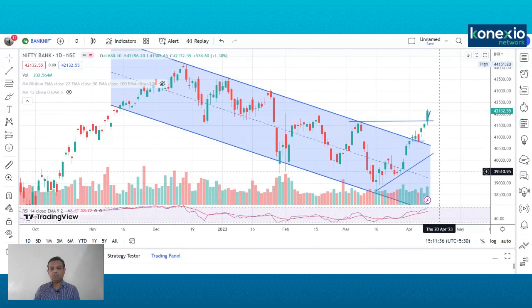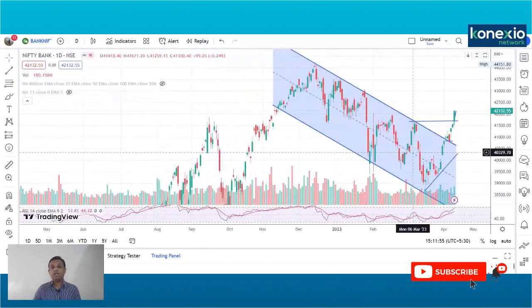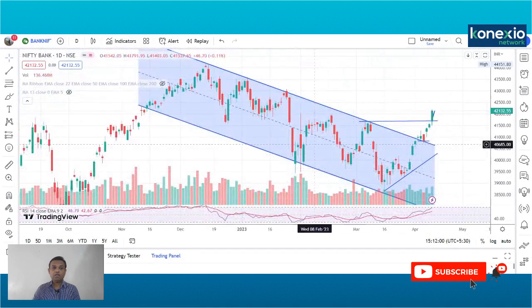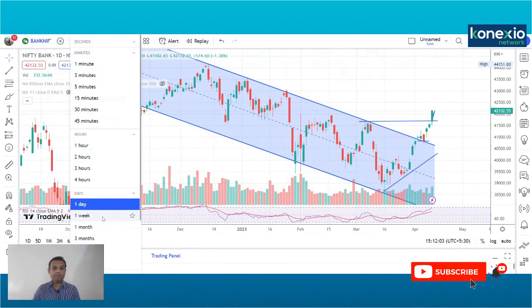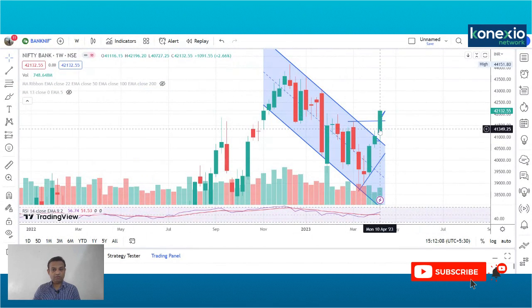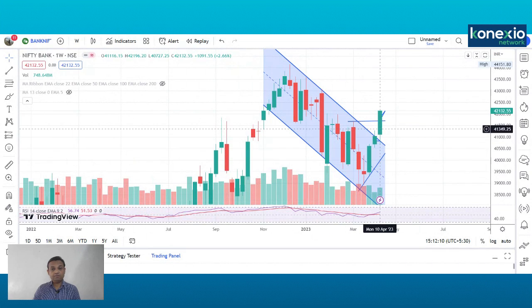Almost it took just 2 weeks to take the journey from 39,500 to almost 42,132. So again, as I said, the time of this rally is very short, and the time of this particular fall was time consuming. So again, as I said, it is a classical pattern of faster retracement. Now let us go to the weekly charts of Bank Nifty. Again, in Bank Nifty, you can see the candle is very strong. It is a bullish candle.